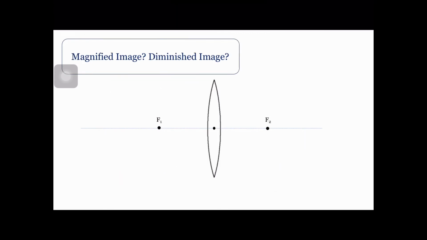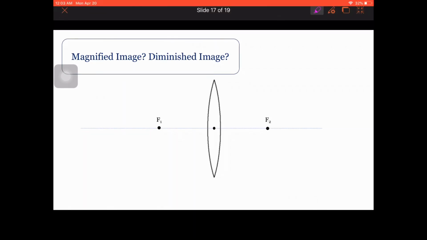Let's go to the next one. What's a magnified and diminished image? So let's say we have an object here. This is our object, and we formed an image here which is smaller than the object. This is our image. So this image is called diminished.